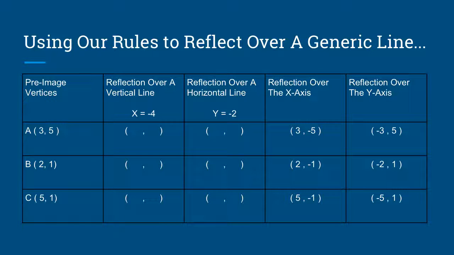As we're looking at your graph paper, we can go ahead and start filling in our chart. And so our first reflection was over x equals -4. And so if we look at point A prime, it ended up at negative 11, positive 5. Point B prime ended up at negative 10, positive 1. And C prime ended up at negative 13, positive 1.